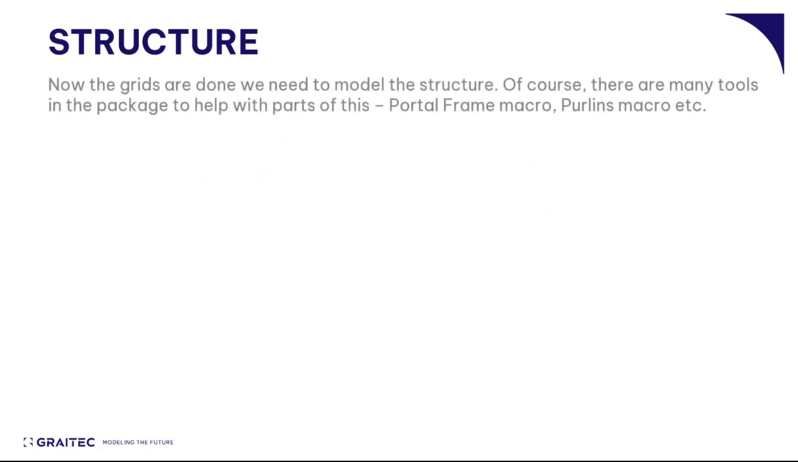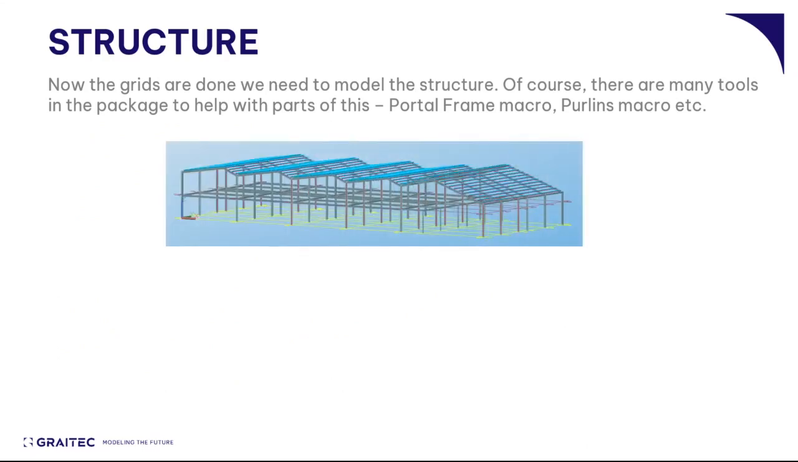So having finished the grid, we now need to create the model of our actual structure, the main building. And we know there's lots of tools in Advanced Steel to do this. You can draw individual beams, you have the portal frame macro, you have the purlins macro. There are various tools you can play with to help you streamline or automate some of this task. That's the structure we want to create. So you can see there you've got different pitched roofs and two stories in the building.